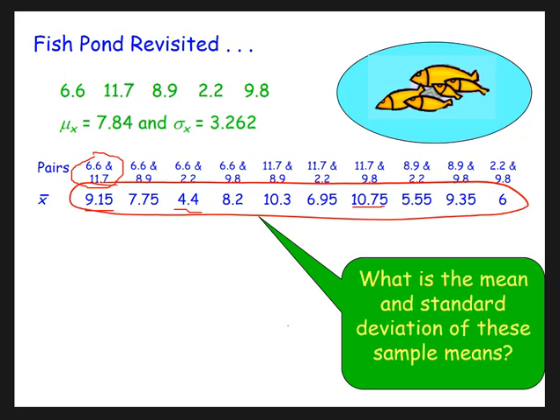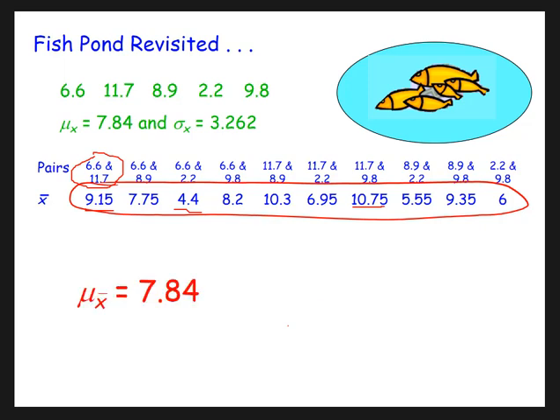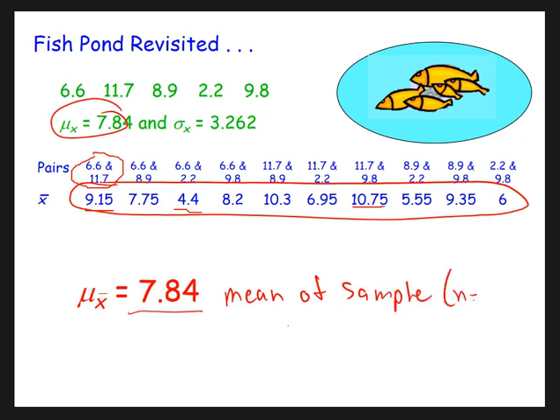So now let's find the mean of those sample means. If we calculate the mean, we notice it is 7.84. It is exactly the same as the population mean, and that will always be the case. The mean of the sample means for size n equals 2 is equal to the population mean. That's always going to be true no matter what the size of the sample is.